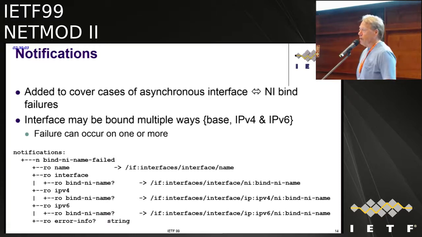And again, we added a notification for the case where you try and bind an interface in your RFC 7223 interface list. Actually, it's the RFC for the IP specific interfaces. If you try and bind it to an IPv4 or IPv6 interface and that fails, then we have a notification for that. I forget, is that RFC 7277? I don't remember.